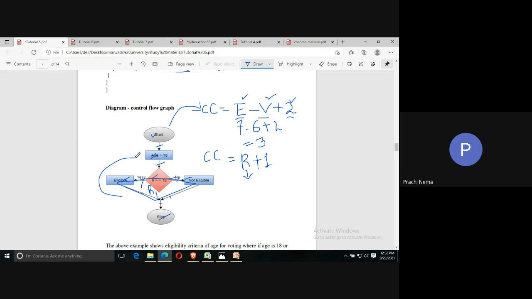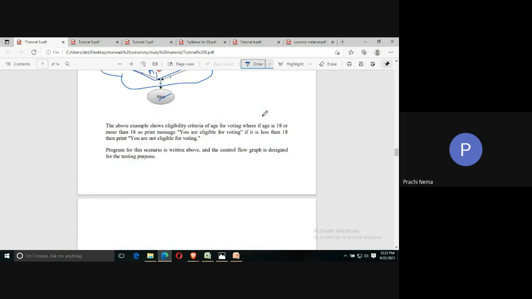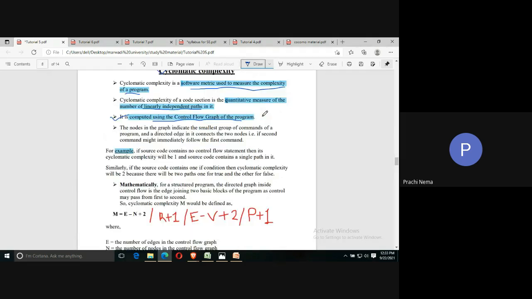Apart from this first region, the whole rest of the graph will be a second region. So here the number of regions is 2. So 2 plus 1 will give you 3. So the cyclomatic complexity again came out to be 3. So our formula and calculation are correct. This is how you can find cyclomatic complexity using R plus 1 or E minus V plus 2, whichever is more likely to suit your interest. This is how you can calculate the cyclomatic complexity.